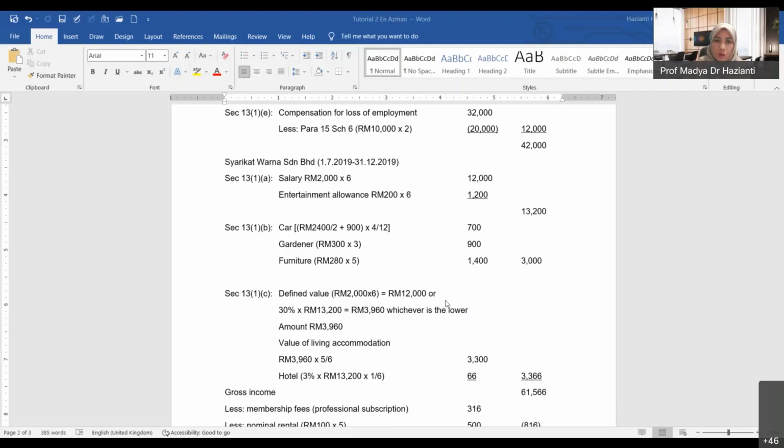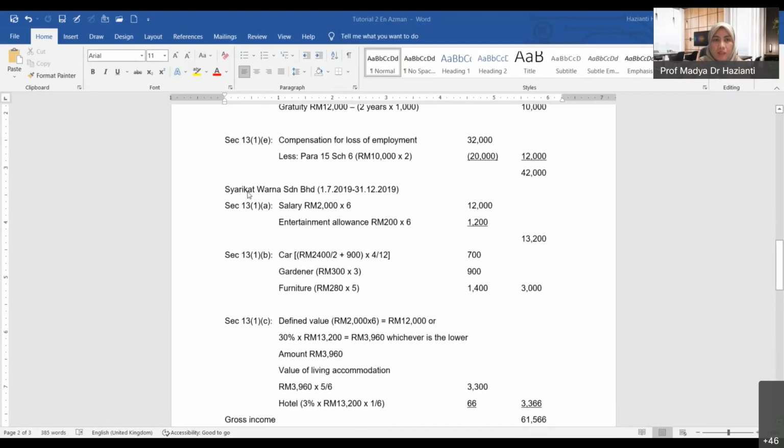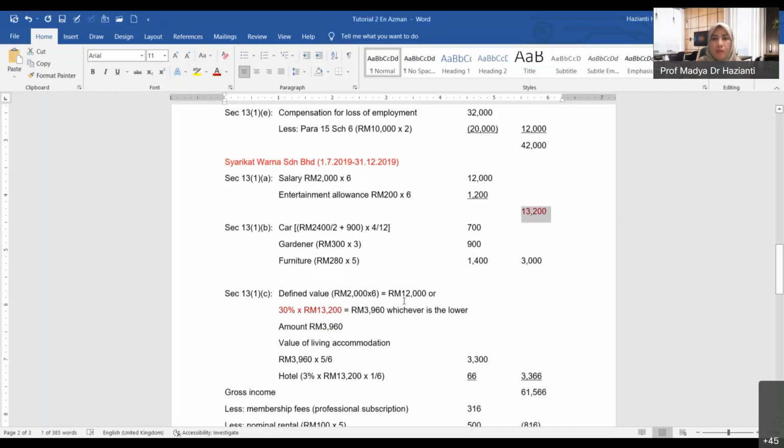12,000. Okay. Or remember for section 31C we have to compare 30% dari section 13(1)A. 13(1)A 13,200 tau. Jangan ambil yang atas. Jangan combine pula. Sebab sekarang ni dia dapat untuk company ni. This one untuk syarikat ni. So this 30% ni datang dari sini, not yang atas ni. Atas ni tak ada apa-apa. Right, so kita nak nombor yang lower, 12,000 ataupun 3960. So the amount is 3960.